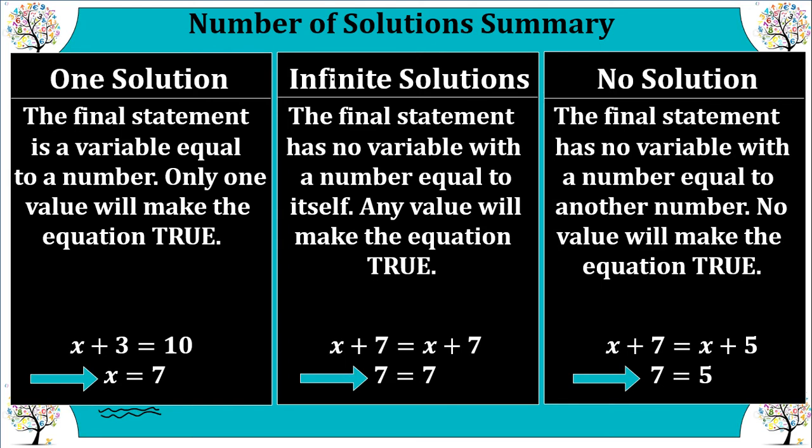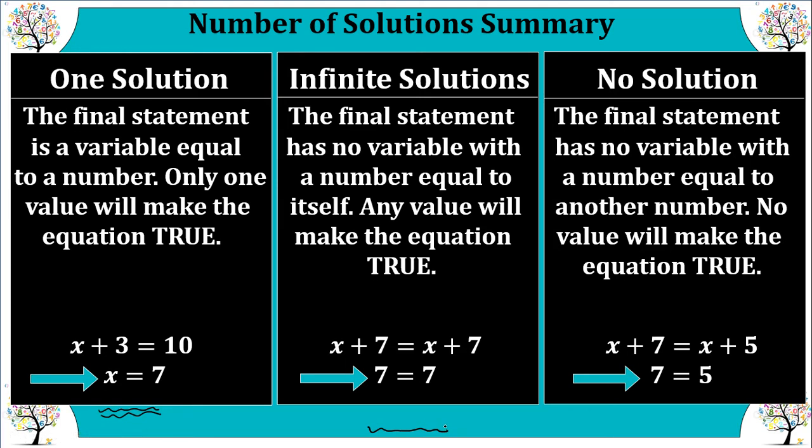In our next column, infinite solutions, when we solve the equation, we end up with a number equal to itself with no variables at all. This indicates that any value will work to make the equation true. So x can be any real number. We have infinite solutions. So when you have something like 7 equals 7, this tells you there are infinite solutions.